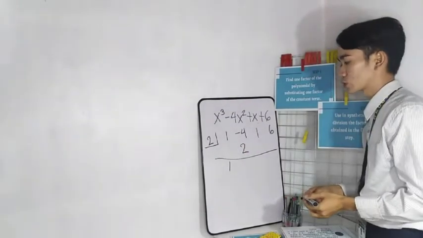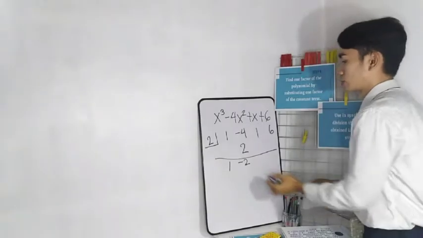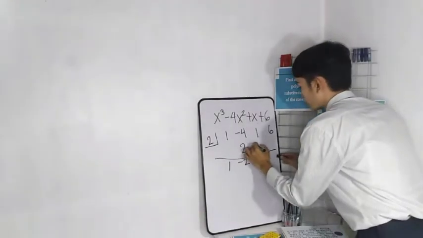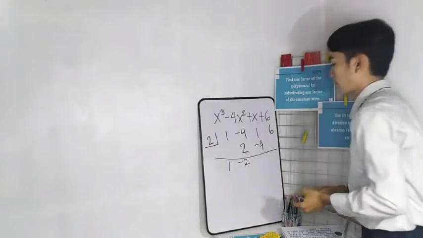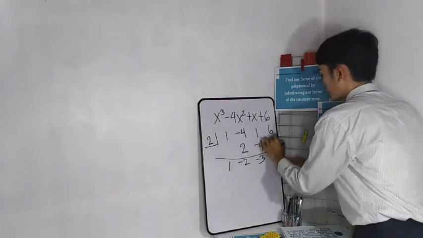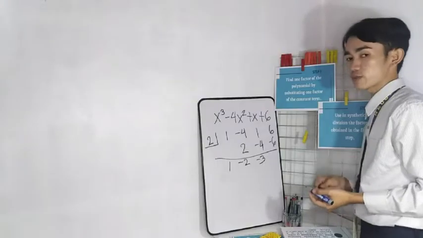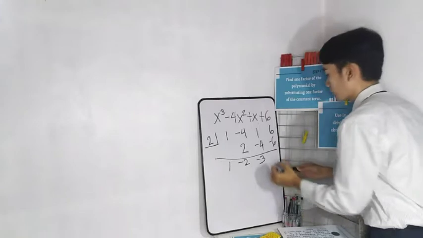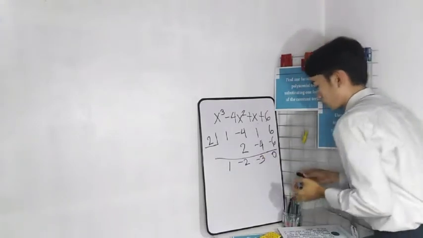Negative 4 plus 2 is negative 2. Then multiplied by 2 is negative 4. 1 plus negative 4 is negative 3. Multiplied by 2 is negative 6. 6 plus negative 6 is equal to 0.